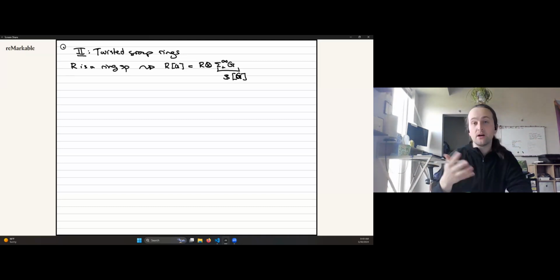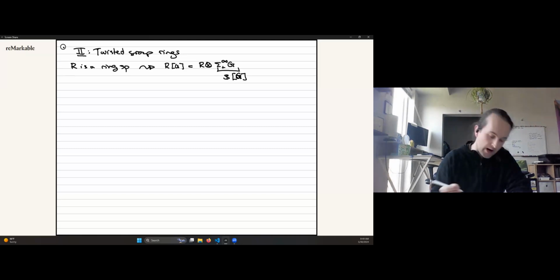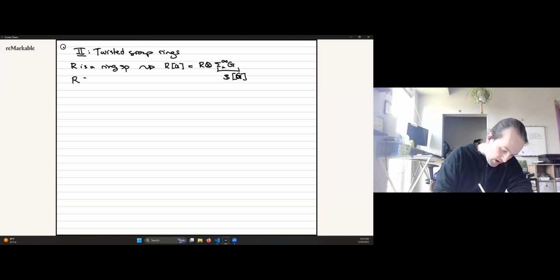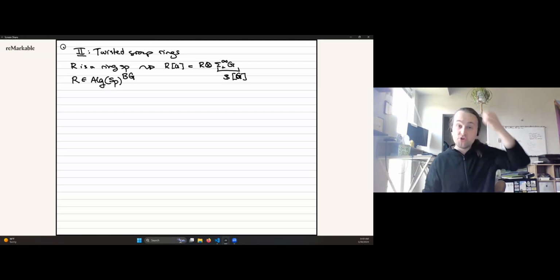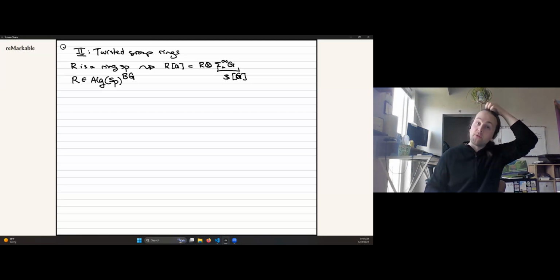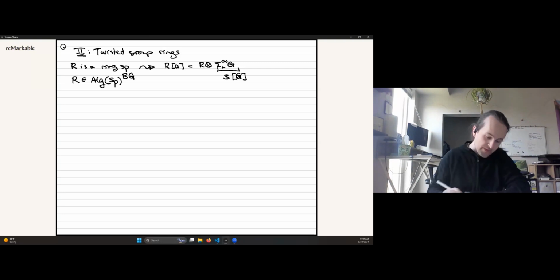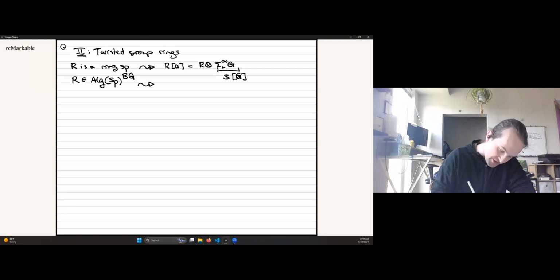But there is an analog of this construction in the case where R is a ring spectrum, but it has an action of this group G in ring spectra. So it's acting by maps of rings. Then you can form a different construction, which is called R angle brackets G. And this is called the twisted group ring.